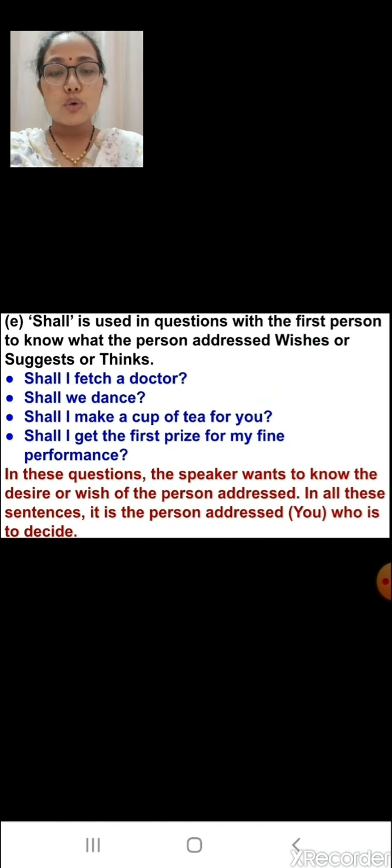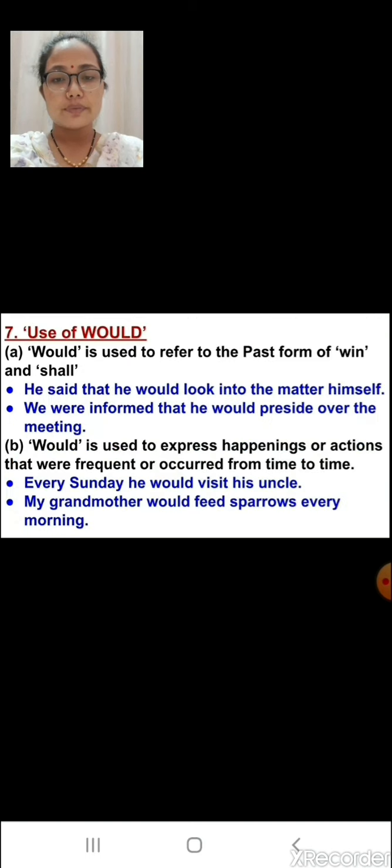Shall is used in questions with the first person to know what the person addressed wishes or suggests or thinks. For example, shall I fetch a doctor? Shall we dance? Shall I make a cup of tea for you? Shall I get the first prize for my fine performance? In these sentences, the speaker wants to know the desire or wish of the person addressed. In all these sentences, it is the person addressed, you, who is to decide.